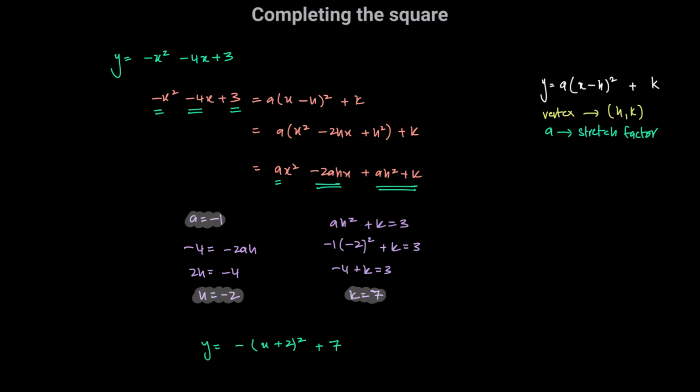So here is the completed square form for this quadratic expression. And the coordinates of the vertex of this parabola are h comma k, giving us the coordinates of the vertex, or the turning point, as -2, 7.